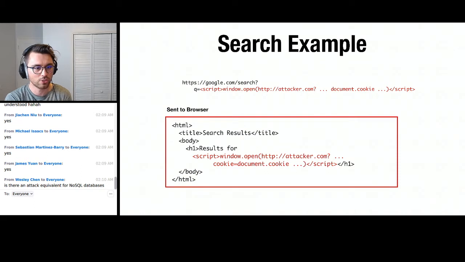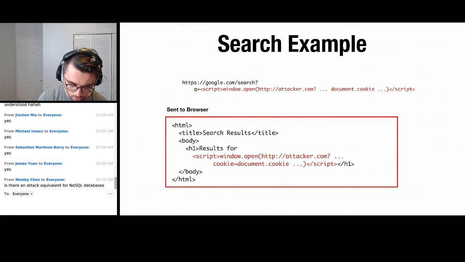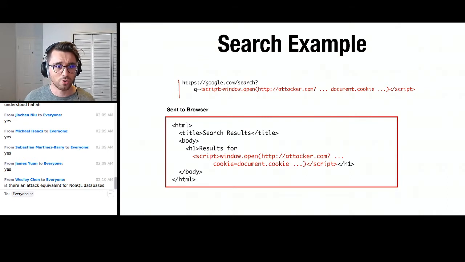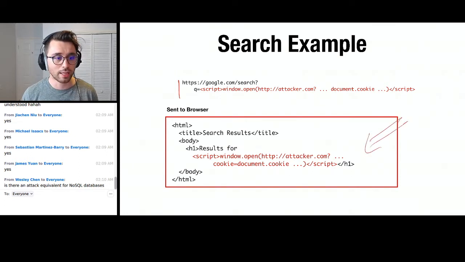So maybe more maliciously, one thing that I can do is craft a URL that looks something like this, where I have a script, and that script opens a new window to the attacker.com website that includes the document.cookie in the URL. Well, the thing that's sent to the browser is exactly that script. If you click on the link and this is the page that's displayed to you, that thing will send your cookies to my attacker website, which is pretty sweet.